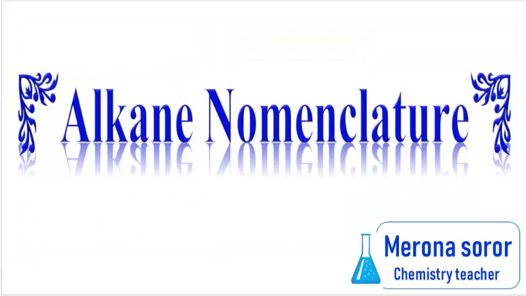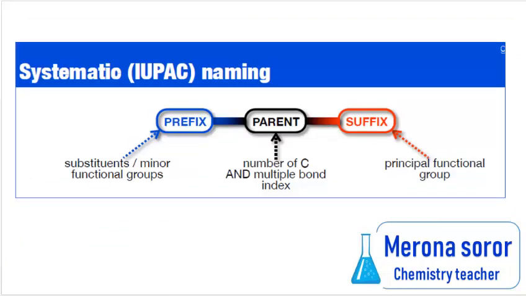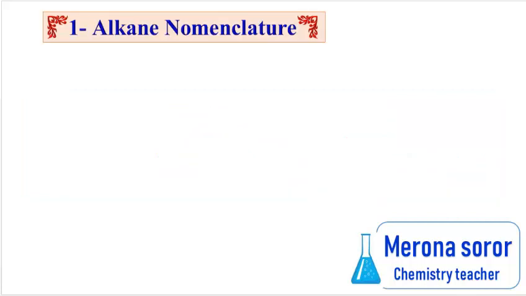Alkane nomenclature. Systematic IUPAC naming is divided into three main parts: prefix, parent chain, and suffix. Let's start naming alkanes.